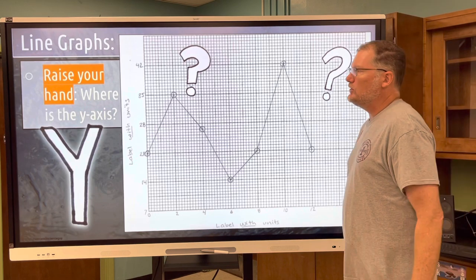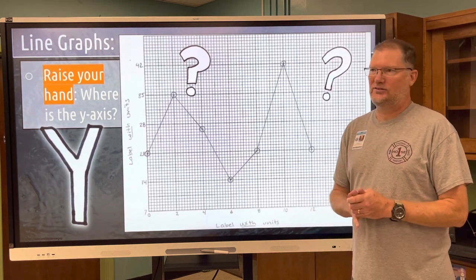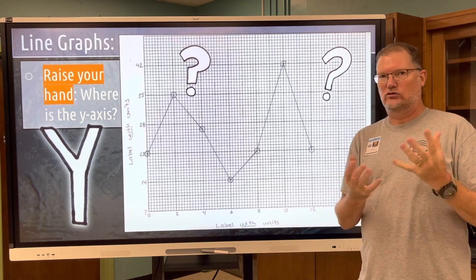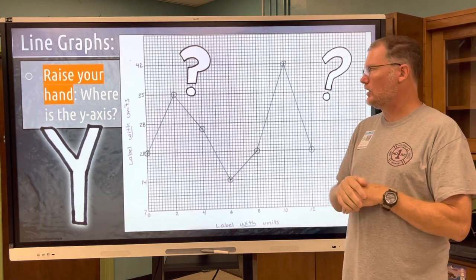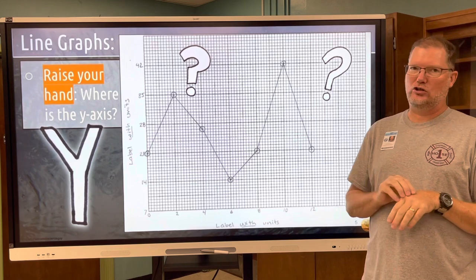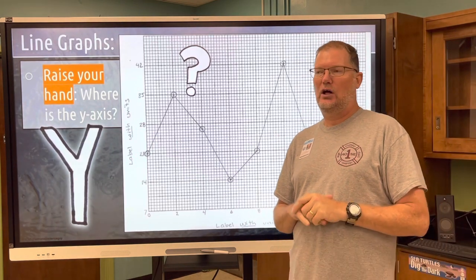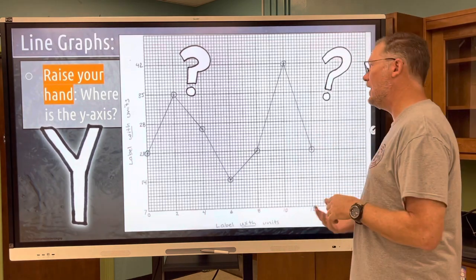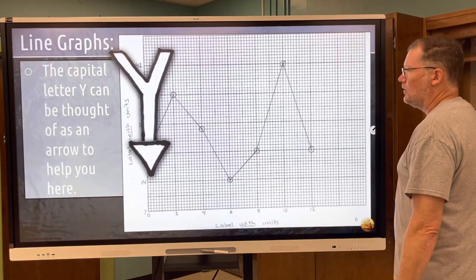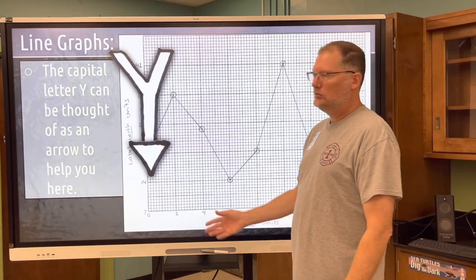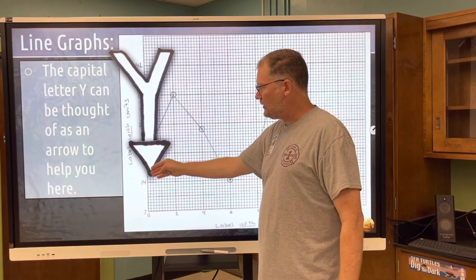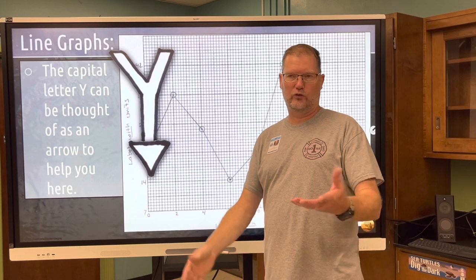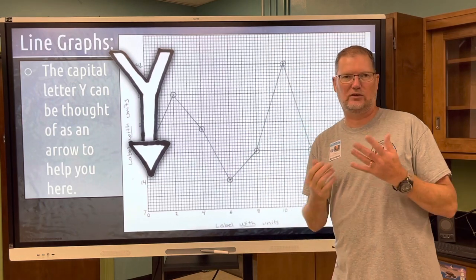So where is the y-axis? It says raise your hand, but just answer it. I mean, try to in your mind, just try to think about where the y-axis is. And you should know, as A students, you should already be familiar with which is y and which is x, okay, on all graphs. So simply put, y, you have the downward part of the y, and that makes the vertical portion of the graph. That's an easy way to remember it.